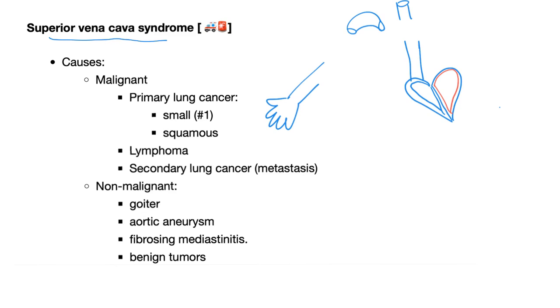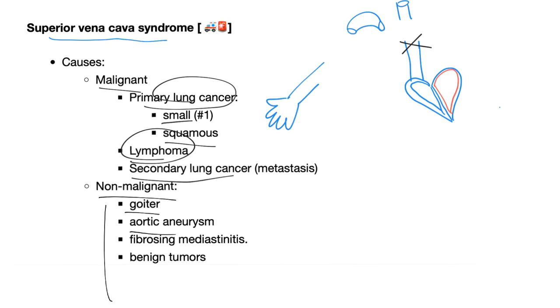Superior vena cava syndrome is a medical emergency. You can have a primary lung cancer pressing on the superior vena cava. It's most likely small cell or could be squamous. Lymphoma or secondary lung cancer can do the same thing, or a non-malignant cause such as goiter, aortic aneurysm, fibrosing mediastinitis, and even benign tumors.